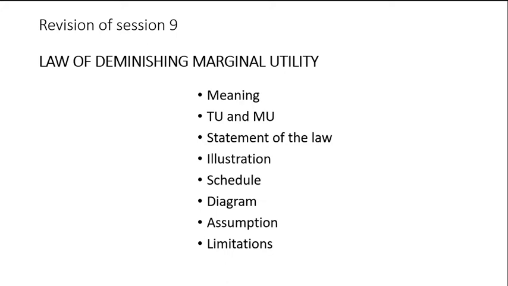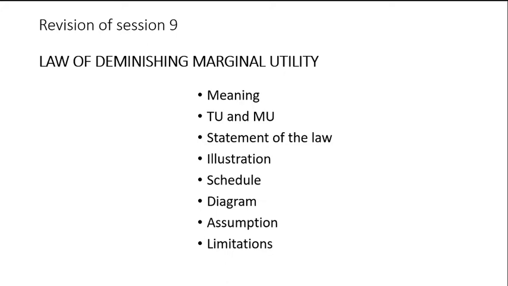Later on, we have to develop our own illustration to explain the law of diminishing marginal utility. You can give an example of the consumption of apples: the first, the second, the third, and so on. Then you have to say how the total utility changes in numbers and how marginal utility reacts. Then we develop a schedule, which is a tabular expression of the illustration. The next one is a diagram, and we have to explain it with the diagram.